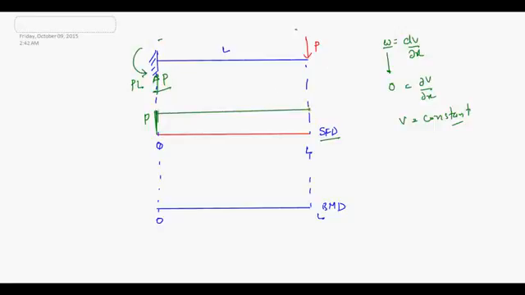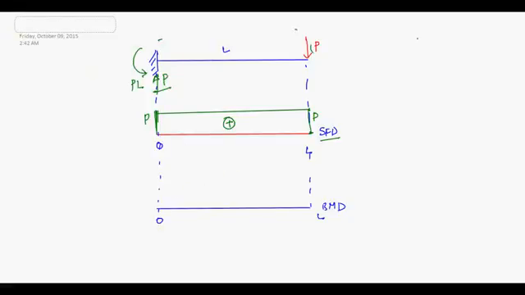As soon as you reach this point, you are getting a downward force P, so you bring this point down by P, so it will come back to 0. Is this okay? I hope you are able to understand. So this is your shear force diagram. It is positive throughout. Is it okay?